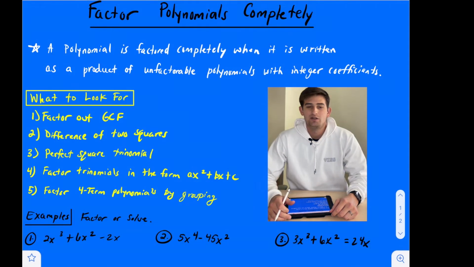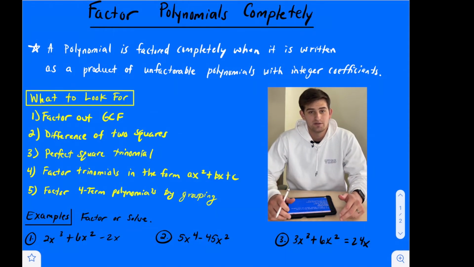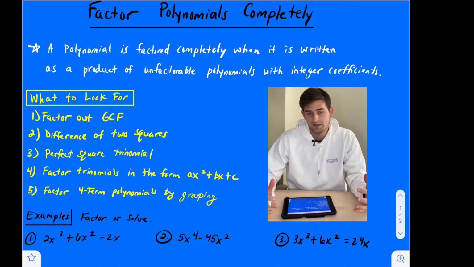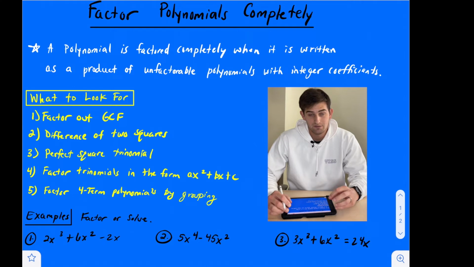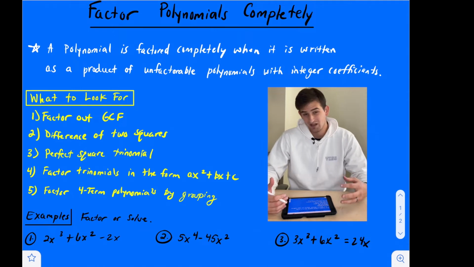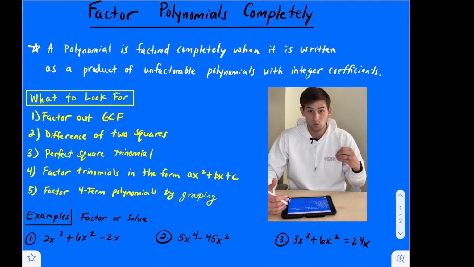Hello everybody, in this video we're going to talk about how to factor polynomials completely, or just to check to make sure we have done all the factoring that we can do so that we have our final answer in factored form. A polynomial is factored completely when it is written as a product of unfactorable polynomials with integer coefficients. Whenever we're factoring, we just want to check to make sure of these 5 things that we have here on what to look for.